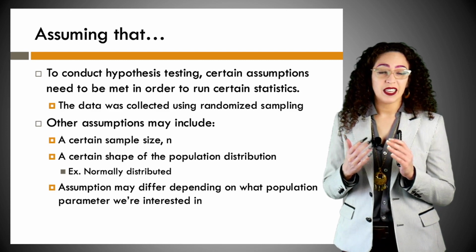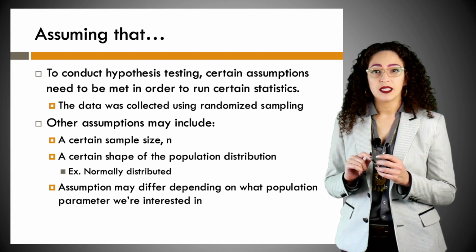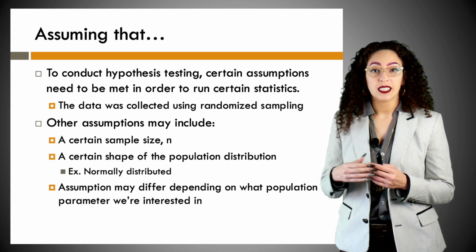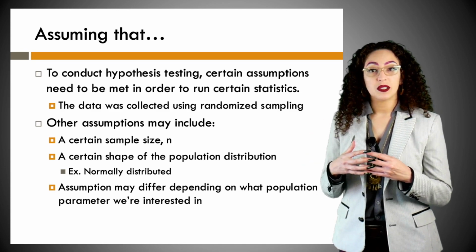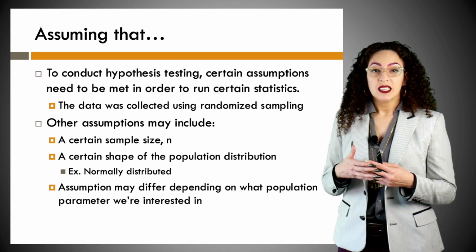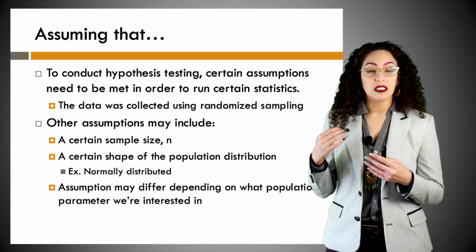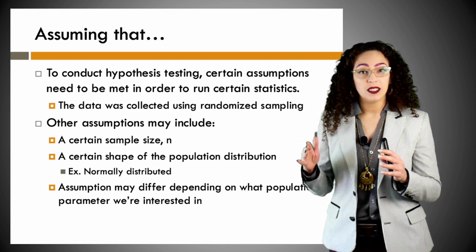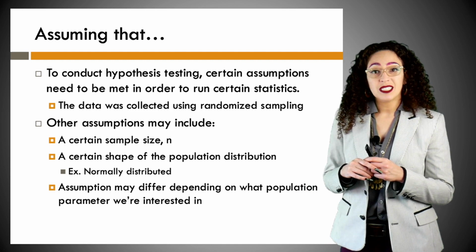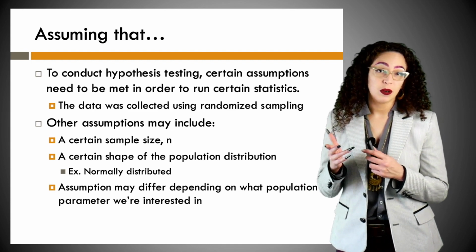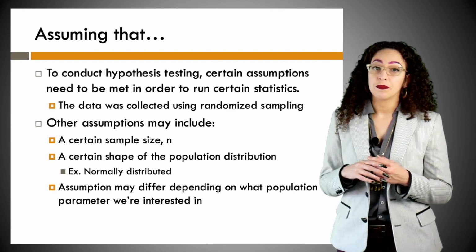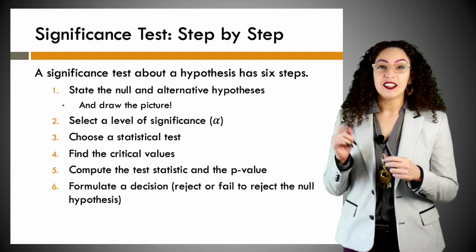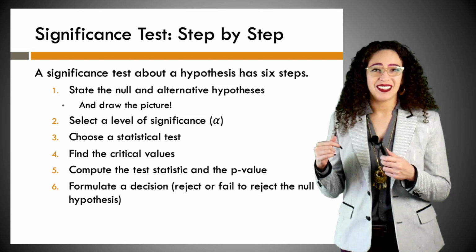Before we start quantifying, we have some assumptions that we need to address. To conduct hypothesis testing, certain assumptions need to be met in order to run certain statistics. One of them that's very important is the data was collected using randomized sampling. Some other assumptions sometimes include a certain sample size or a certain shape of the distribution, that it has to be normally distributed. Not all data is. And assumptions differ depending on what population parameter you're trying to estimate and depending on your research question. Assuming that all your assumptions have been met, you see what I did there? Then you can start the step-by-steps of hypothesis testing.